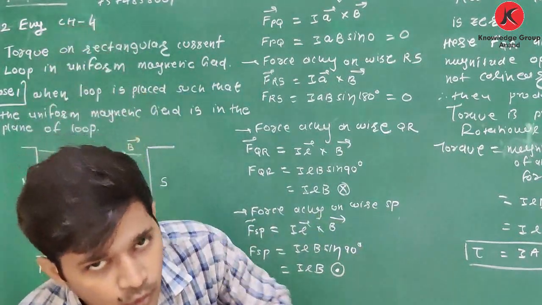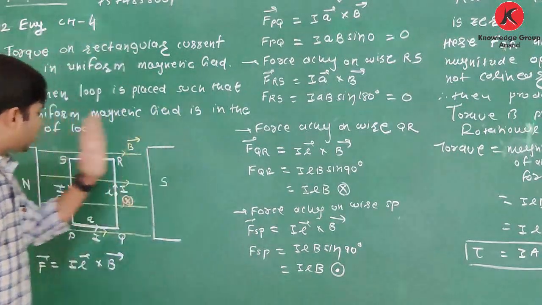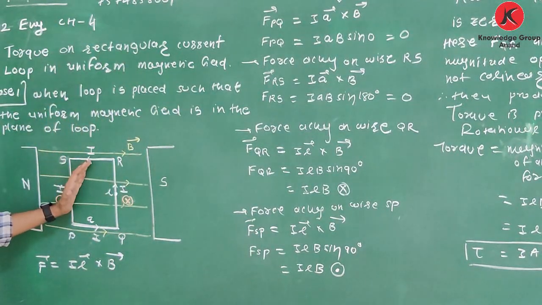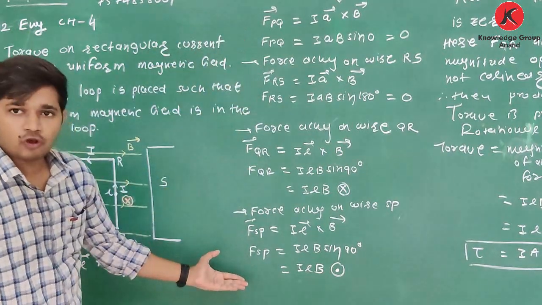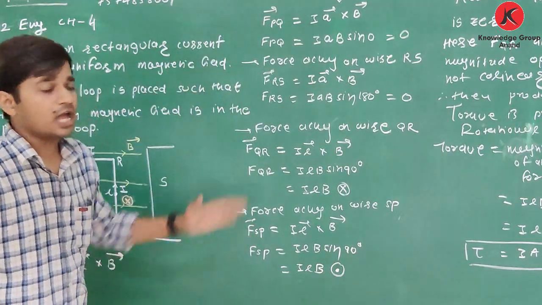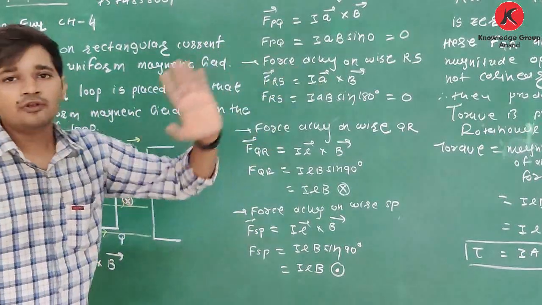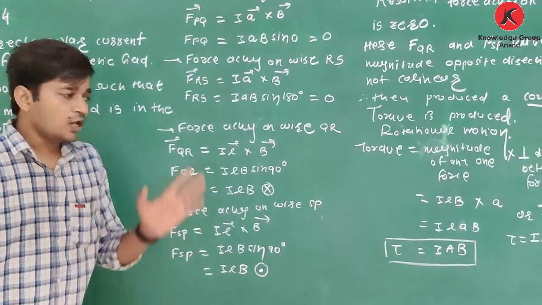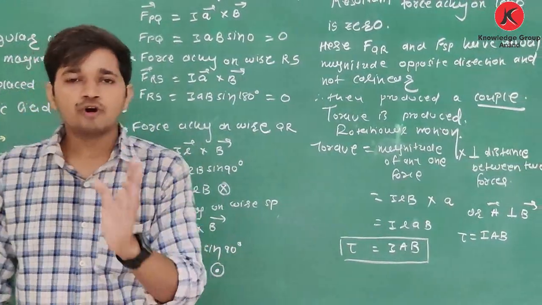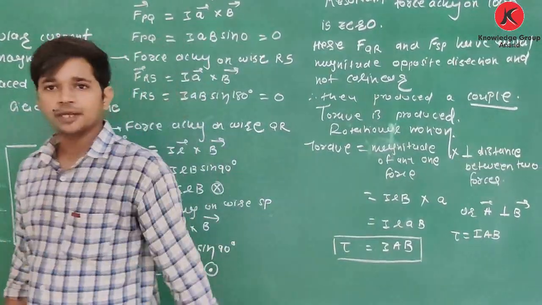Clear about this? What is the method? Magnetic field, one rectangular loop, 4 wires. First of all, find the forces on each wire, 1, 2, 3 and 4. From this, you can write some statements. Clear about this? So we have to repeat this method for case number 2.